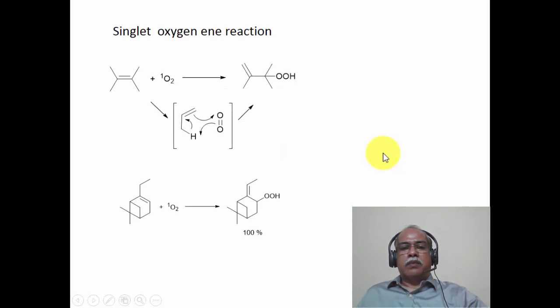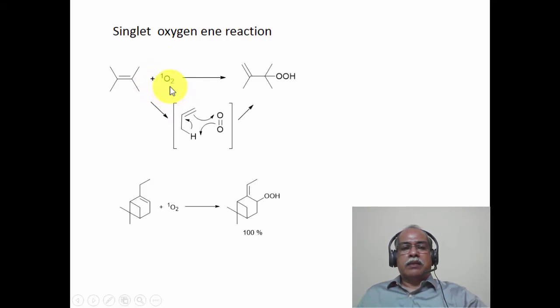Singlet oxygen is almost as reactive as benzene in terms of the ene reaction. Singlet oxygen can be produced under photochemical conditions. In the photochemistry, we will see this particular reaction once again. When a dye such as methylene blue is irradiated, it forms the excited triplet state, which transfers the energy onto the triplet oxygen, which is normal oxygen, producing the singlet oxygen in the process.